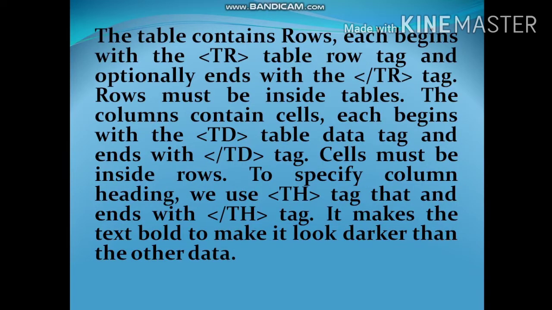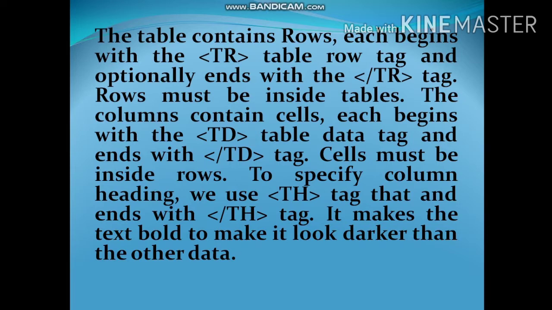The table contains rows. Each begins with tr, the table row tag, and optionally ends with the closing table row tag. A row must be inside the table. That means the row you should write inside the table tag, and the column contains cells. Each begins with td, the table data tag, and ends with the closing table data tag. The cell must be inside the row. That means the column information you should write inside the row tag, and the row tag should be inside the table tag. A cell must be inside the rows.